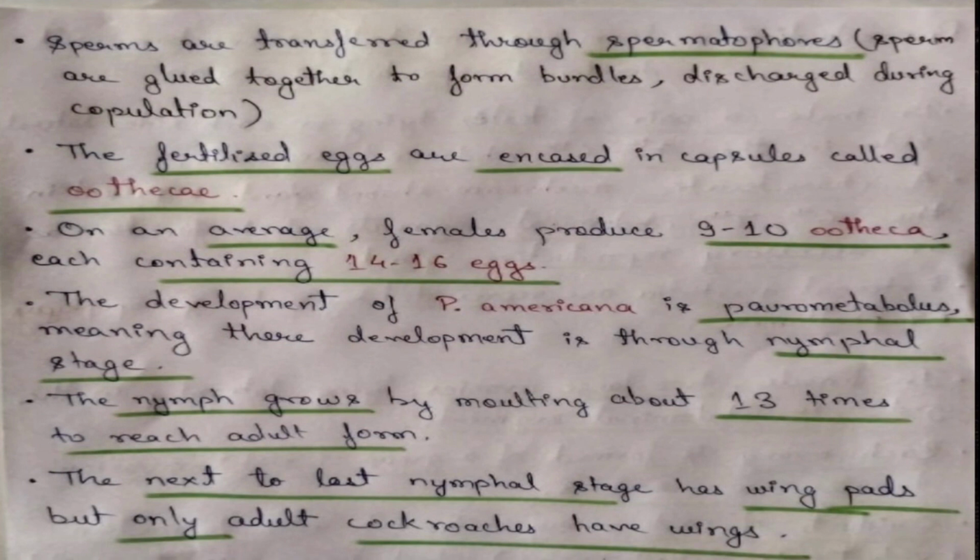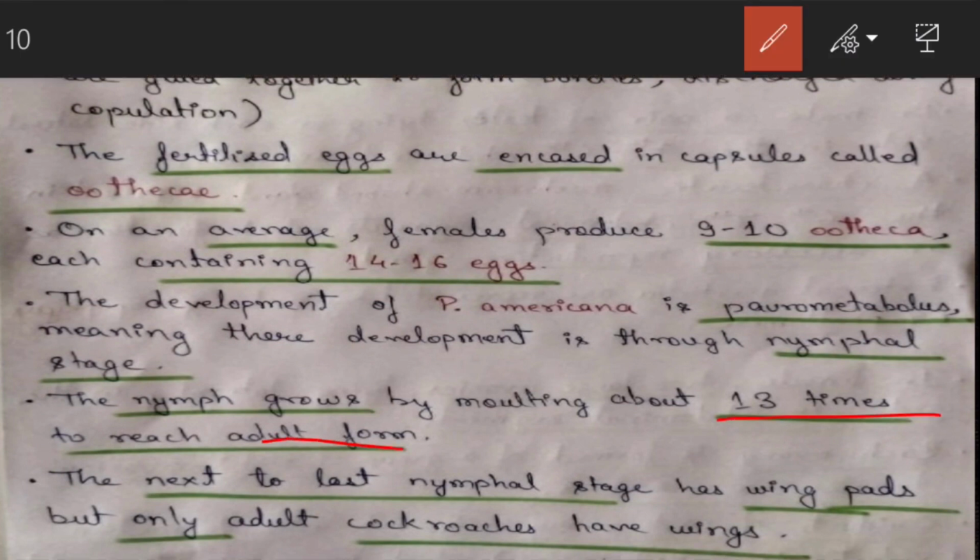Sperm are transferred through spermatophore. Spermatophores are formed when sperm are glued together to form bundles discharged during copulation. The fertilized eggs are encased in a capsule called ootheca. On an average, a female produces 9 to 10 ootheca, each containing 14 to 16 eggs. The development of Periplaneta americana is paurometabolous, which means their development is through nymphal stage. The nymph grows by molting about 13 times to reach adult form.